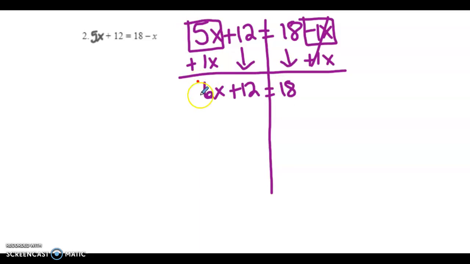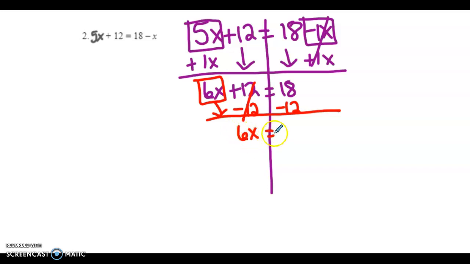Okay, I'm still going to box off that letter. And that's going to give me a visual cue of what to get rid of. I got to get rid of the positive 12. Since we're adding, I'm going to subtract. So I'm going to make minus 12 or negative 12 on each side. 12 minus 12 is 0. That cancels. I'm going to bring my 6x straight down. And I'm going to simplify over here. 18 minus 12 is 6.